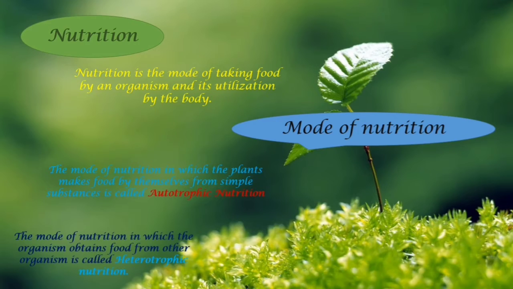The other one is the mode of nutrition in which the organism obtains food from other organisms, called heterotrophic. The best example we can give is animals and we humans as well. Can we prepare our own food material? No. We always need a source of food, right? From the plants we get it, from the animals we get it, but we ourselves cannot prepare anything. We are dependent on plants and animals for food. This type of nutrition, where the organism has to depend on another organism, either a plant or an animal, is called heterotrophic nutrition.